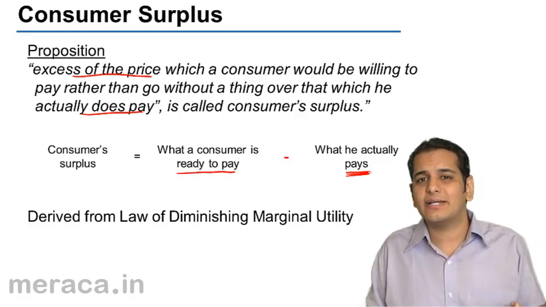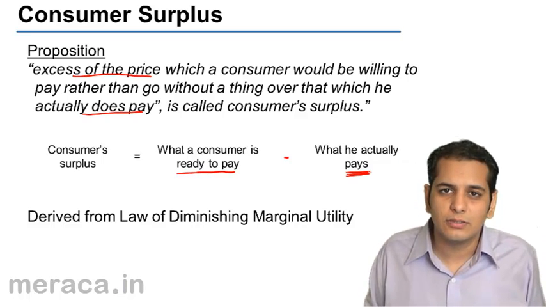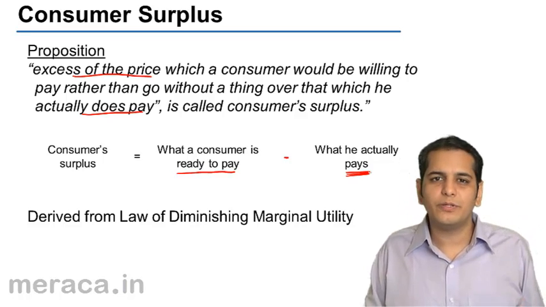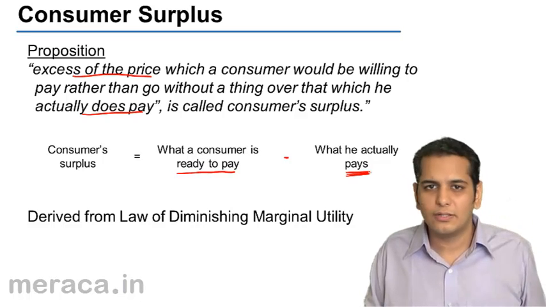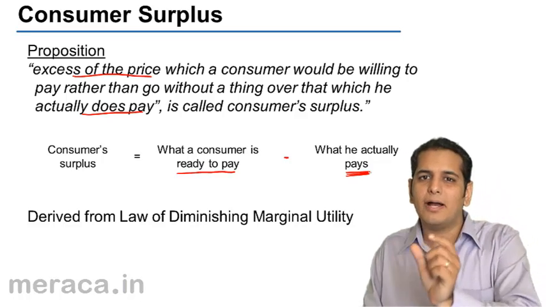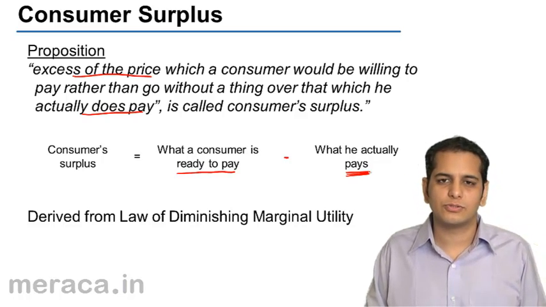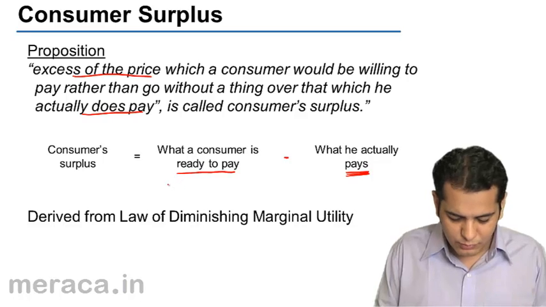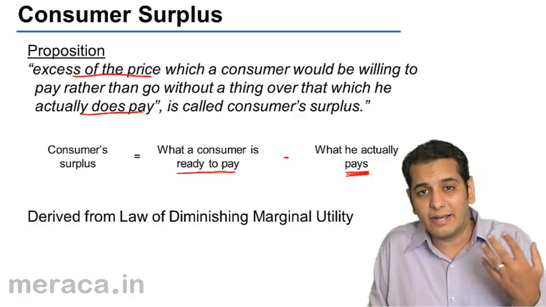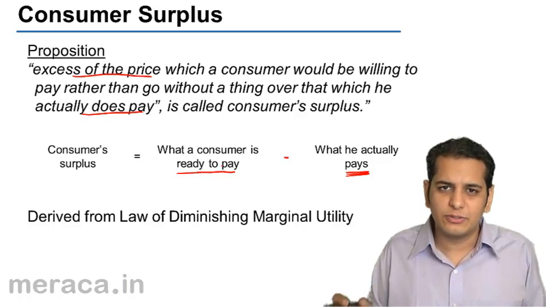But how much does the ice cream actually cost? It costs you only 20 rupees. Now, you are ready to pay even 50 rupees for an ice cream which is costing only 20 rupees. The difference of 50 minus 20 is nothing but what we call consumer surplus. So, in short, consumer surplus can be defined as what a consumer is ready to pay for a product, for a commodity, minus what he actually pays.